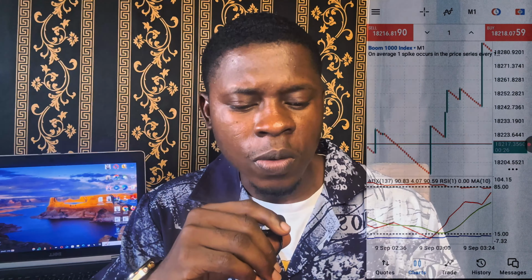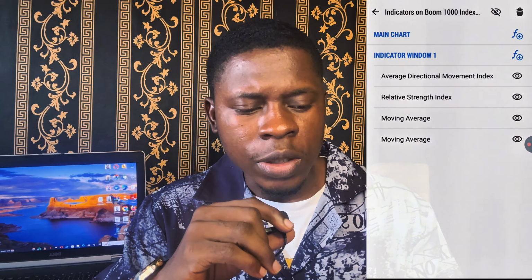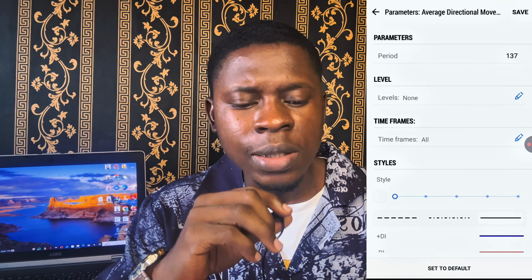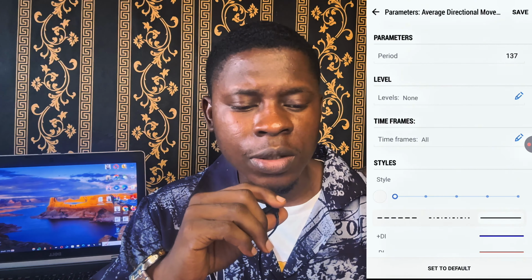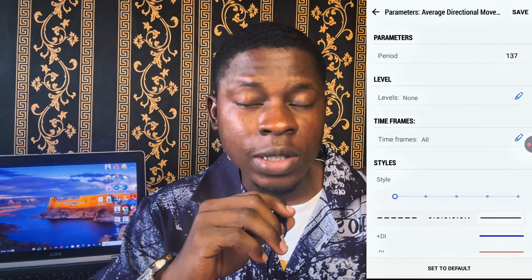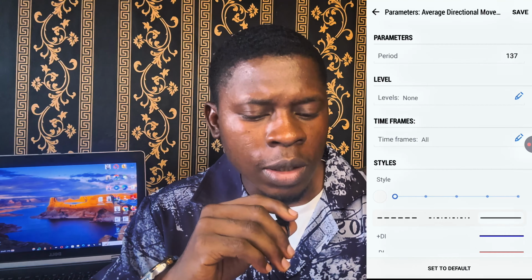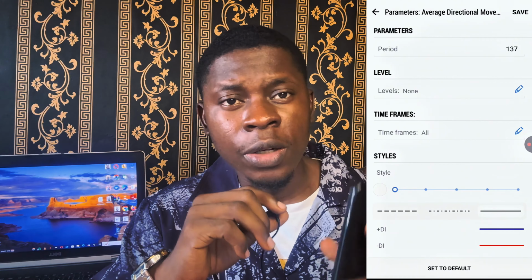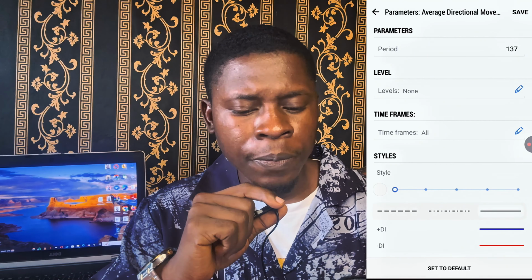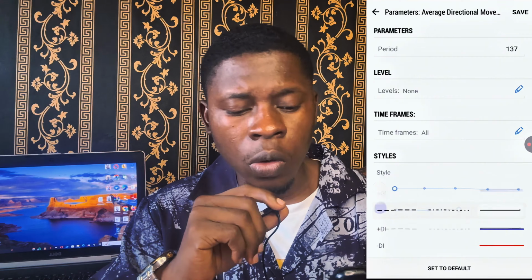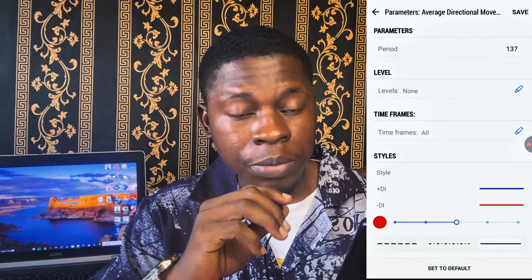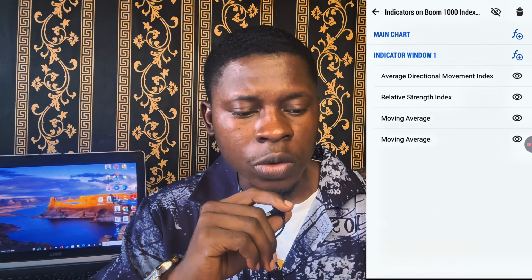So right now we're going to start with the parameters for the indicator. I'm going to go into the indicator section right now, which we can see. For the indicator section, what we're going to do is put in the average directional movement index. We're going to set the period to 137. Once you set the period to 137, you don't add any levels at that point. For the style, you put that on 1 pixel, color white. Then plus DI, you put that to color blue with 3 pixels, then minus DI color red on the same 3 pixels as well, with this first trend line. Then you click on save.